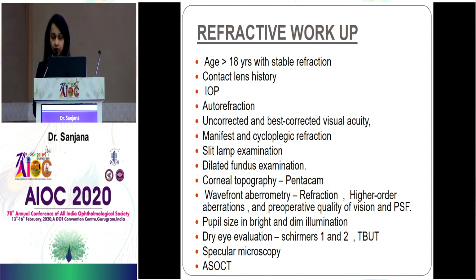So here rule out if there is presence of any scars, opacities, or any endothelial guttae; any other findings in this slit lamp examination should be noted. Then we do a dilated fundus examination, then corneal topography, preferably Pentacam as it's more accurate, and then we have the wavescan aberrometry. We also have to look at the pupil size both in scotopic and mesopic conditions, and we do a dry eye evaluation. A simple dry eye evaluation would be enough, in cases of Schirmer's 1, 2 and TBUT, and if available and in special cases we would do specular microscopy and ASOCT.